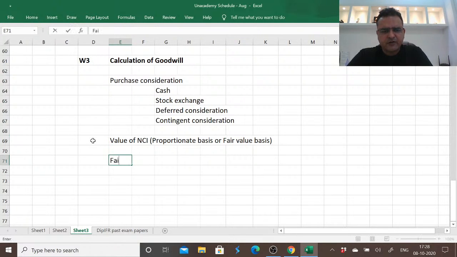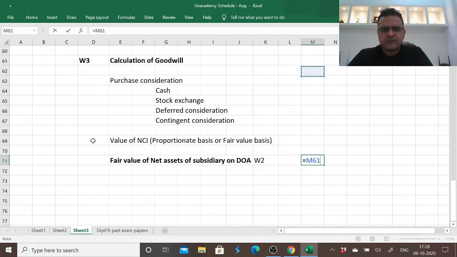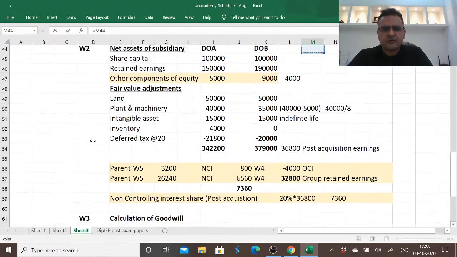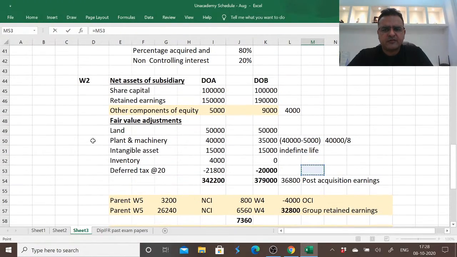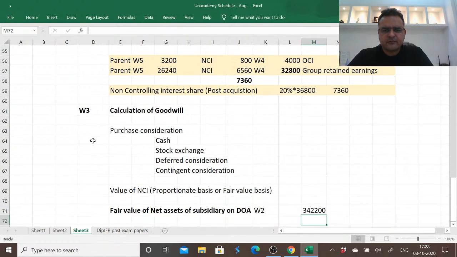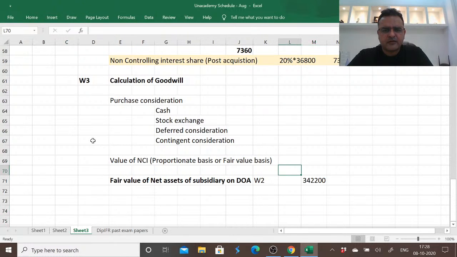And this will be compared with fair value of net assets of subsidiary on date of acquisition. This figure we'll get to know from working note number 2. Fair value of net assets of subsidiary on date of acquisition is 342,200.